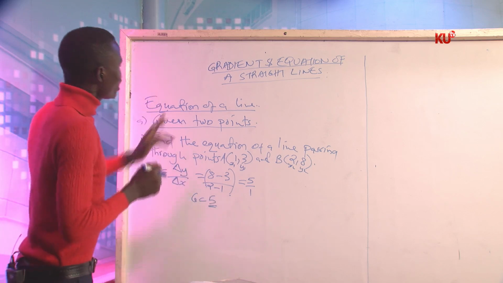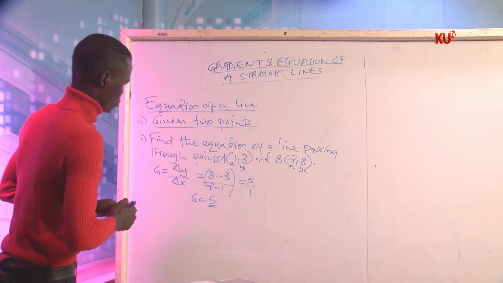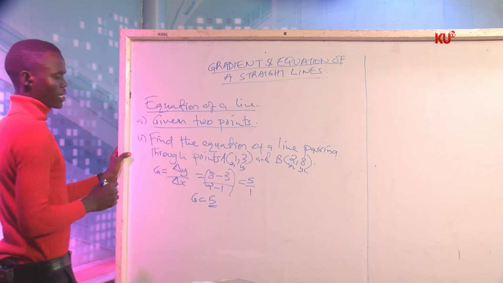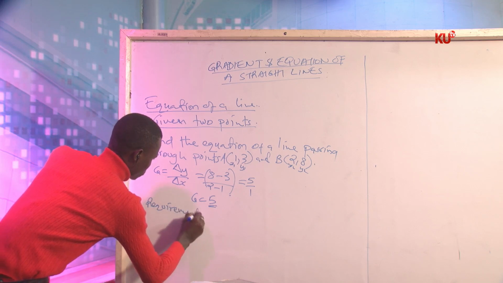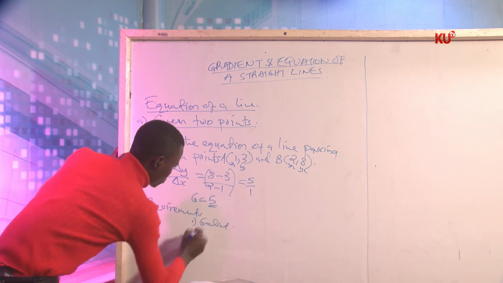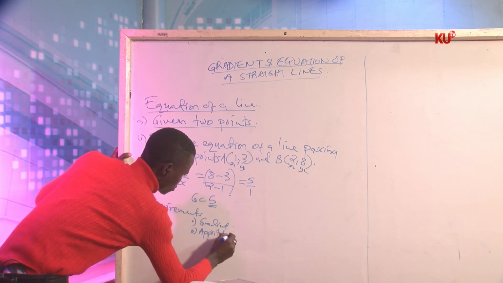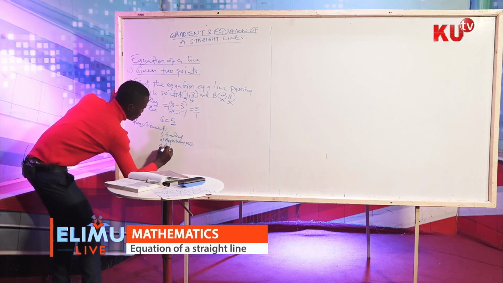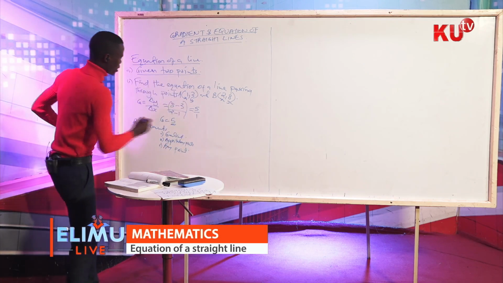And remember, equation of a line is very critical. We need to have 3 things. Requirements for equation of a line: 1, gradient. 2, arbitrary points. 3, any point given. Now, in our case, we have got the gradient.